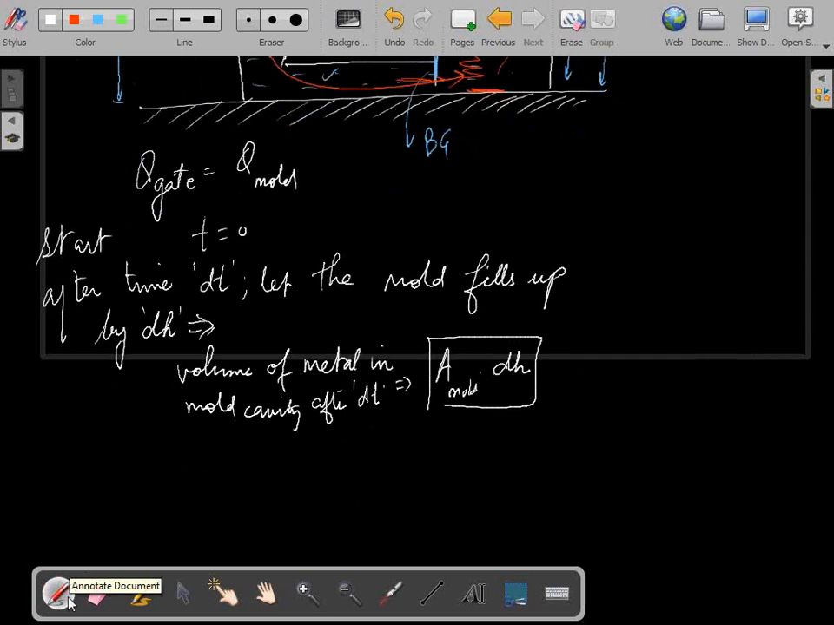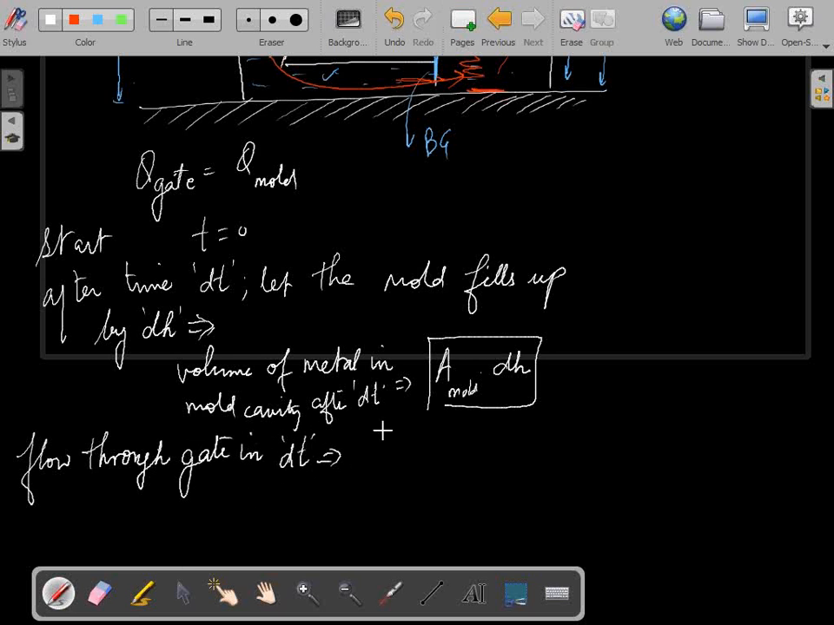Moving ahead, what is the flow, not flow rate, what is the flow through the gate in time dt? So that will be the flow rate, that is area of gate into velocity through gate, into the time. So this gives you the meter cube value, not meter cube per second.